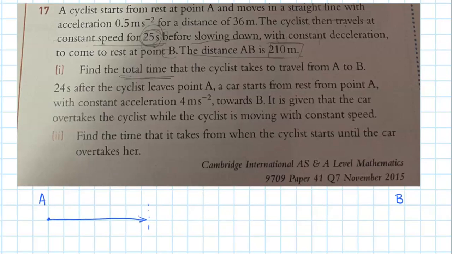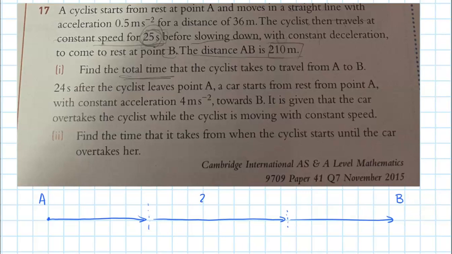Then for the second stage, they're at a constant velocity, constant speed, and it's 25 seconds. And then we get to the third stage, and they slow down with a constant deceleration. All right, they're the three stages.